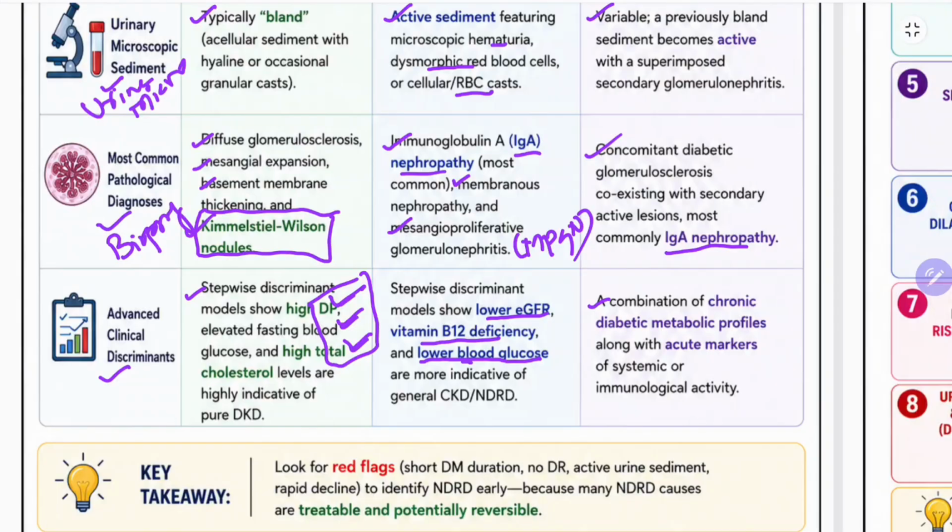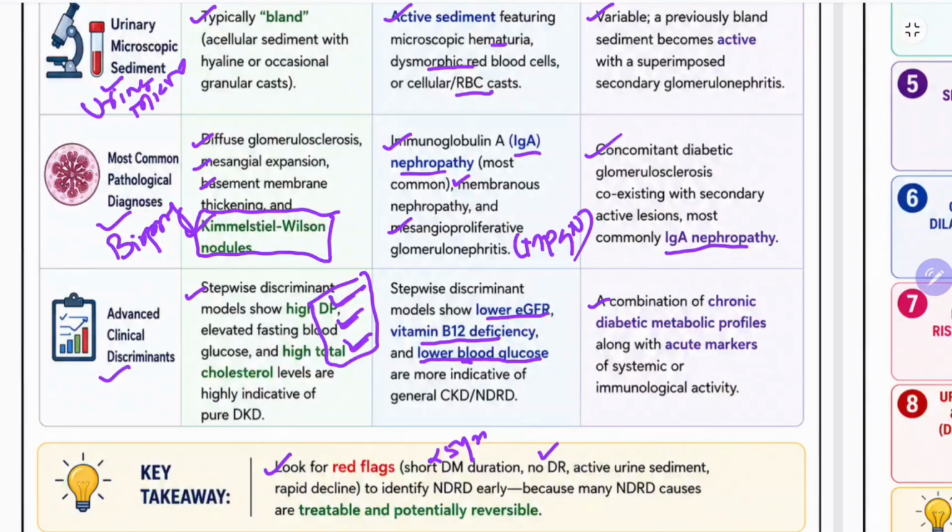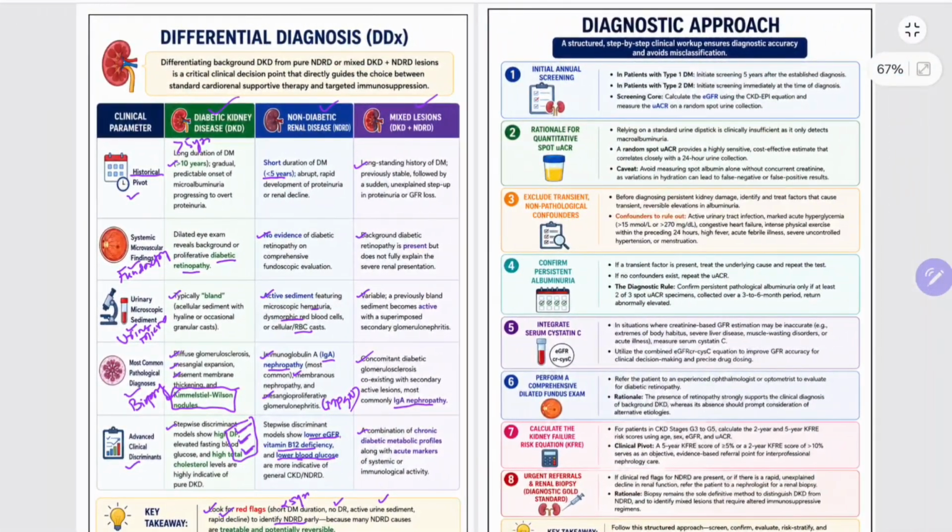So DKD should be differentiated from NDRD or from NDRD plus DKD. Look for the red flags already discussed: short DM duration less than 5 years, no diabetic retinopathy, presence of active urinary sediment on microscopy, and rapid decline in EGFR or proteinuria. These are the red flags to identify NDRD early, because many NDRD causes are treatable and potentially reversible. That's about the differential diagnosis, how to differentiate.